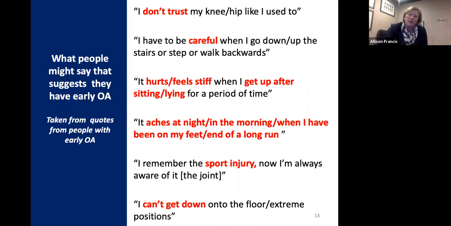I remember when I had a sports injury back in my 40s, and now I'm really aware of that joint, and that type of stuff. Or, if I have my grandkids for the weekend, I'm really paying for it and I'm really sore for the beginning of the next week, that kind of stuff.